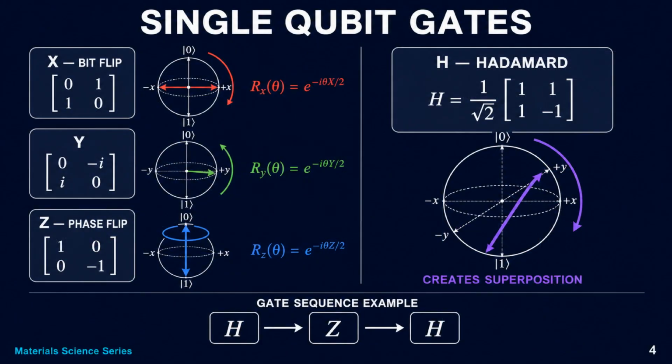Quantum gates are unitary operators that transform qubit states. The Pauli matrices X, Y, and Z are fundamental single qubit gates. X is a bit flip, Z is a phase flip. The Hadamard gate H creates superposition from a basis state. Arbitrary rotations around any axis can be constructed from these primitives. Each gate corresponds to a specific rotation on the Bloch sphere, enabling precise quantum state control.